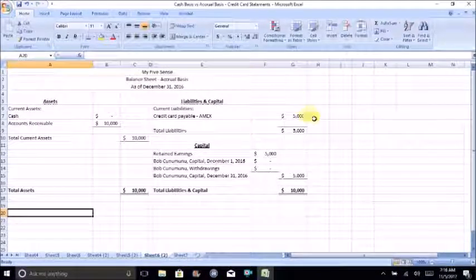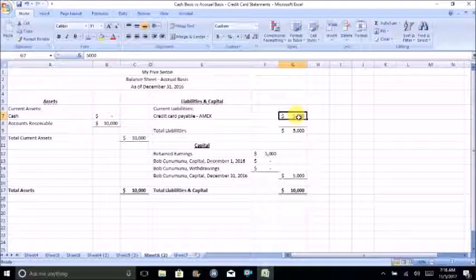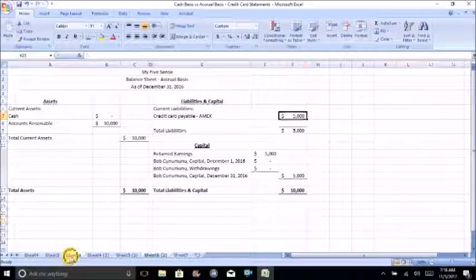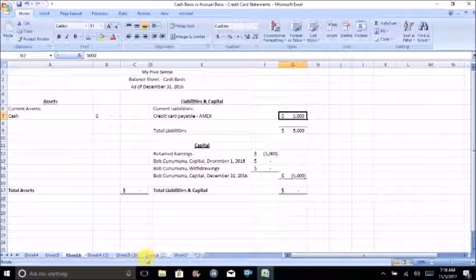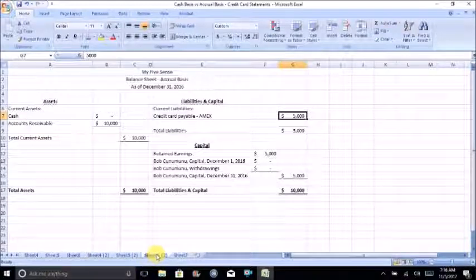Then here we are on the liabilities side of the balance sheet. Oh, this is the same $5,000 as before, as on the cash basis balance sheet. Okay, that's already a flag, but let's keep going.